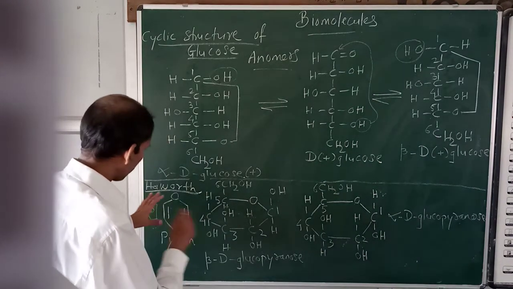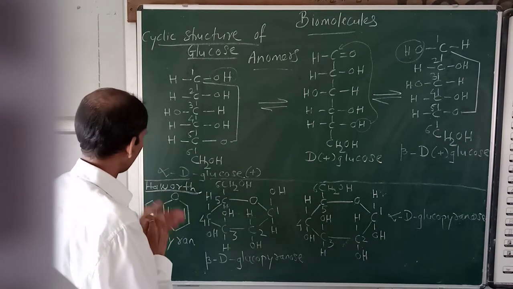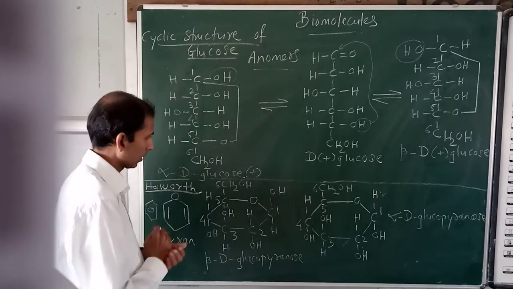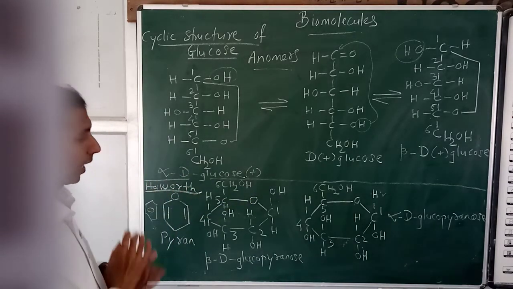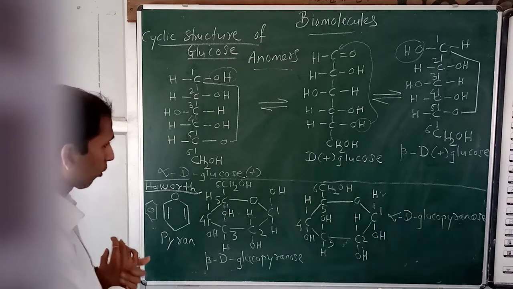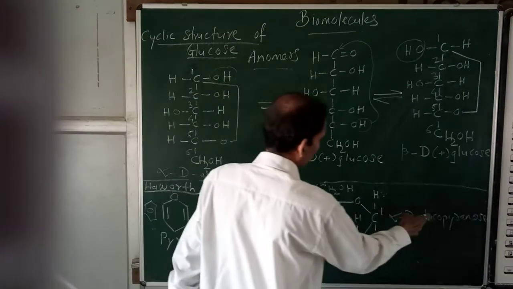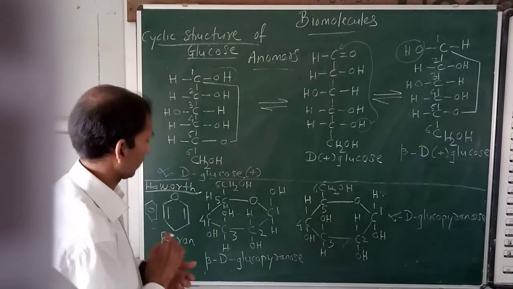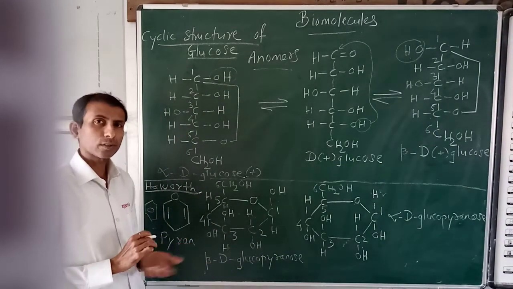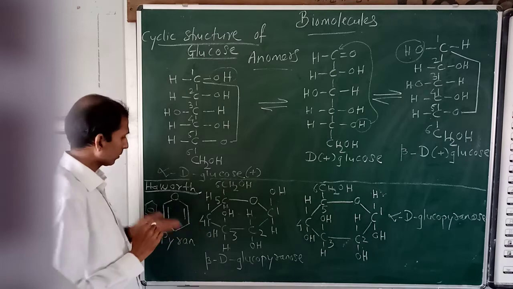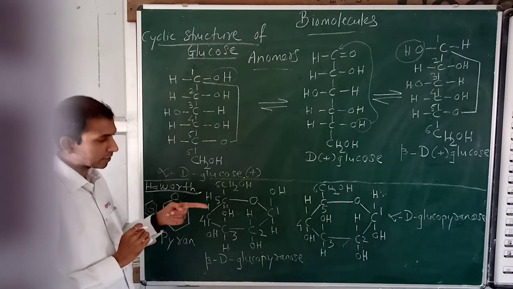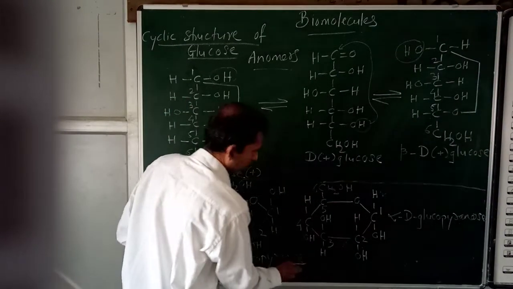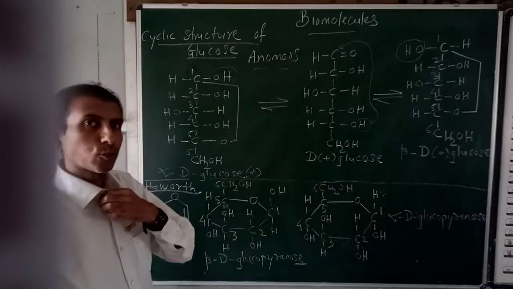Okay, so similar to pyrene ring, Haworth gave two structures here. Now let us compare and understand how to write these structures for alpha D glucopyranose and beta D glucopyranose. Pyranose because we are comparing these structures with pyrene ring, and OSE at the end because it is a carbohydrate sugar.